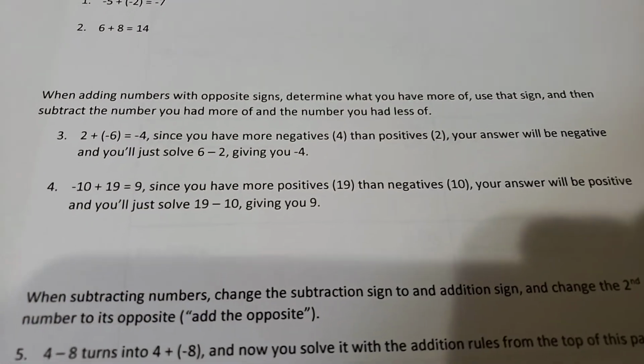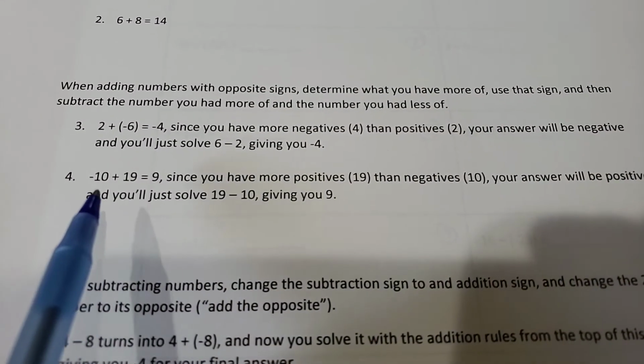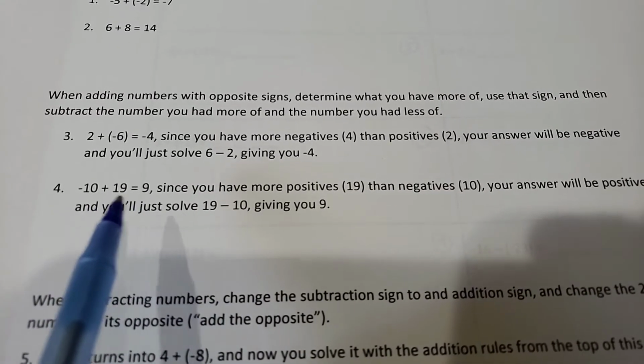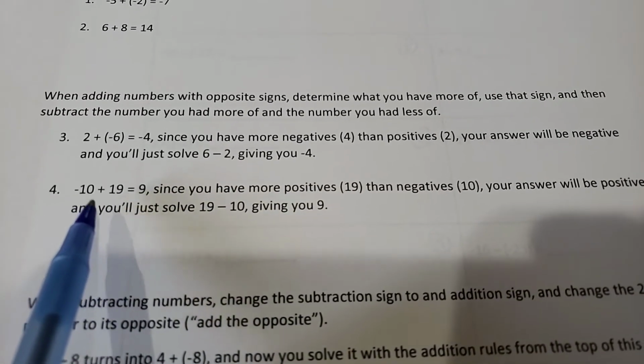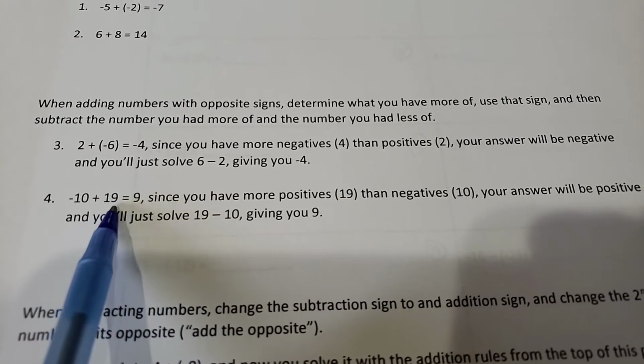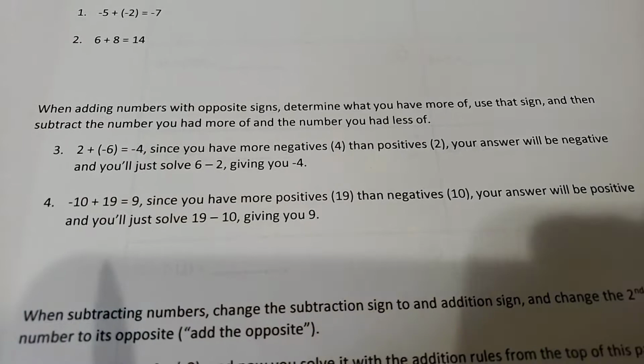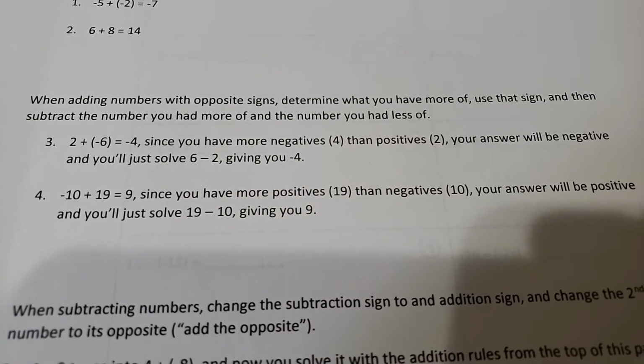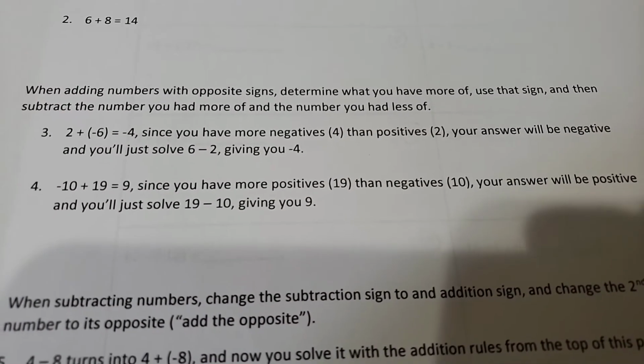Number 4, you've got a -10 plus a 19, and that was supposed to equal 9. Well, you have 10 negatives and 19 positives. So there's more positives, which is why that's a positive answer. Take your winning number, which is the 19, and minus the losing number, which is the 10. 19 minus 10 gives you a positive 9.